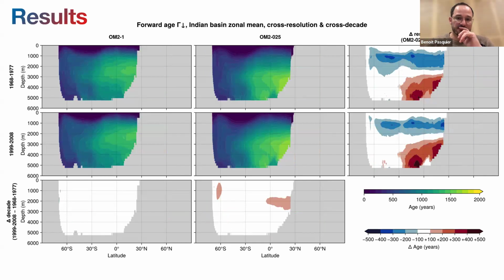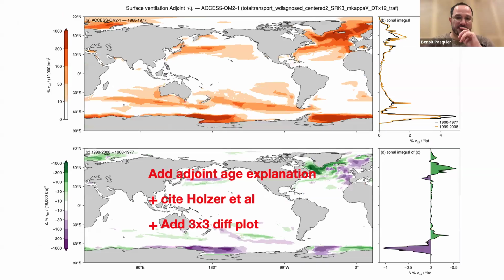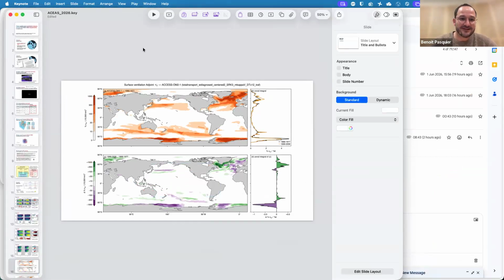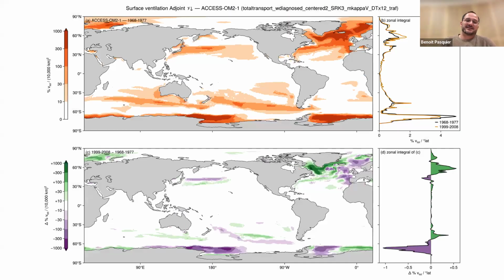We see a similar pattern for the Indian, so I'm going to skip that, and I'm going to show you maps of ventilation. And I apologize for this. I'm going to remove it right away. So these are maps of ventilation. The top row is the first time window.